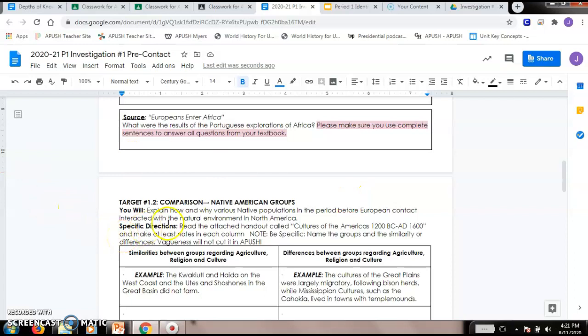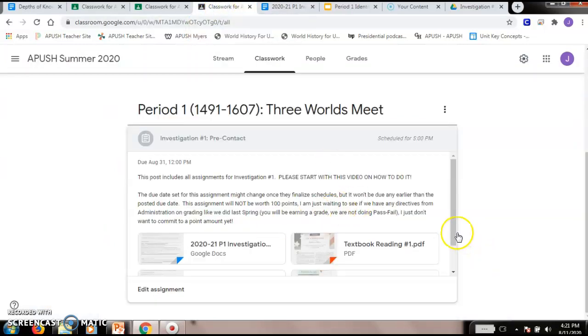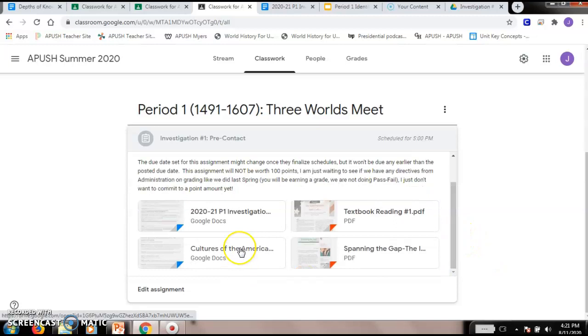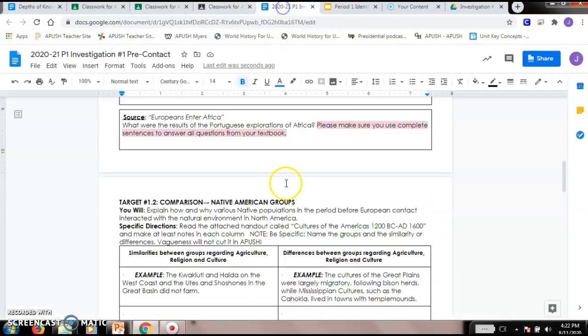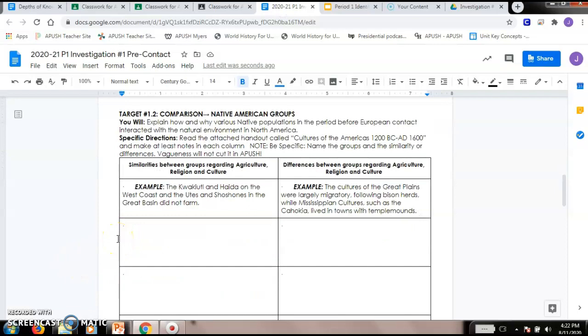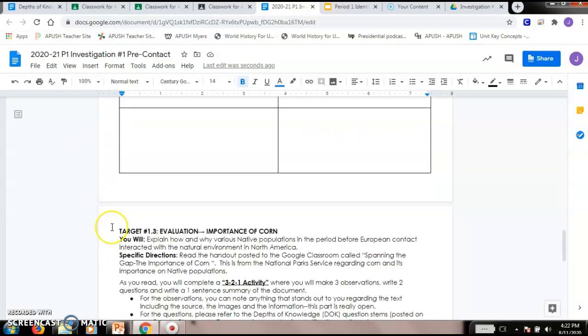Read the attached handout called Cultures of the Americas. Now, this is on the Google Classroom. I didn't write that in those directions, but it is there. All the readings should be there. So right there, it's called the same. Okay. And you guys are going to be noting some similarities and differences. Make sure you're specific. We can't be vague in APUSH. We need to be very, very, very specific. Okay, so you got to do that for a few things.